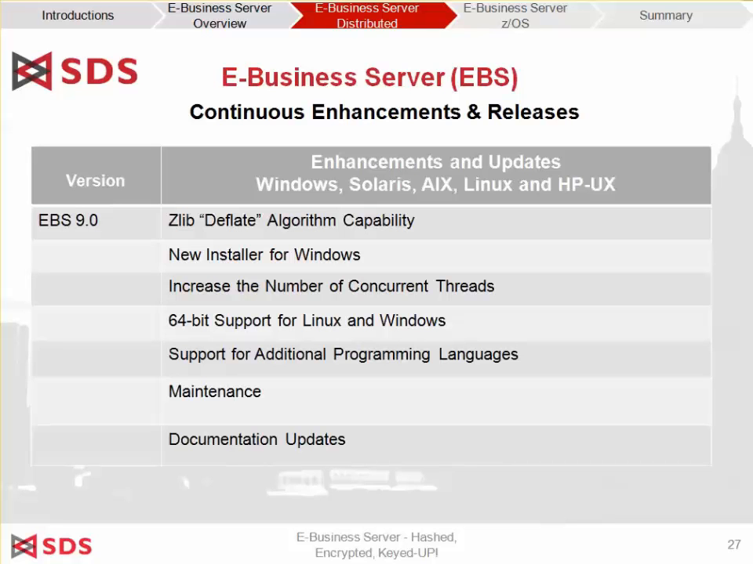We increased the number of concurrent threads to improve performance. We have 64-bit support for Windows and Linux. This 64-bit enhancement was requested by a lot of our existing eBiz customers. It will allow customers to install eBusiness Server on operating systems that exploit 64-bit technology, like Windows 7 and upward. We have a COM layer that supports major programming languages like Visual Basic, C#, Managed C and C++, and Unmanaged C and C++, as well as our maintenance and documentation updates.